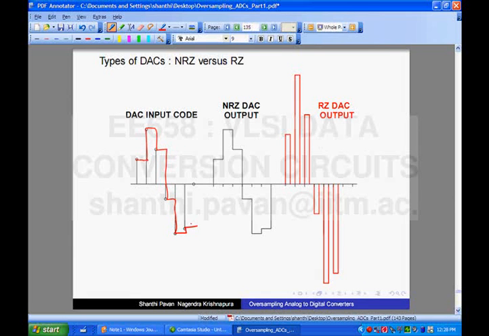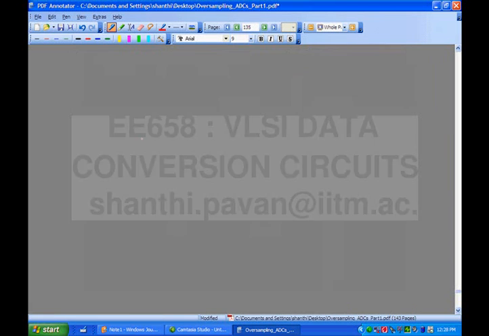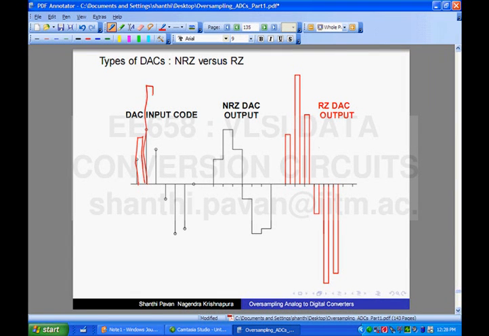On the other hand, if you have a return to zero DAC, what happens? The area under the pulses should be the same, so it should go up by a factor of 2 and then come back in the middle of the clock cycle, just like this guy here. This goes up to twice the value and comes back here. So this is the actual waveform that's feeding into the loop filter.